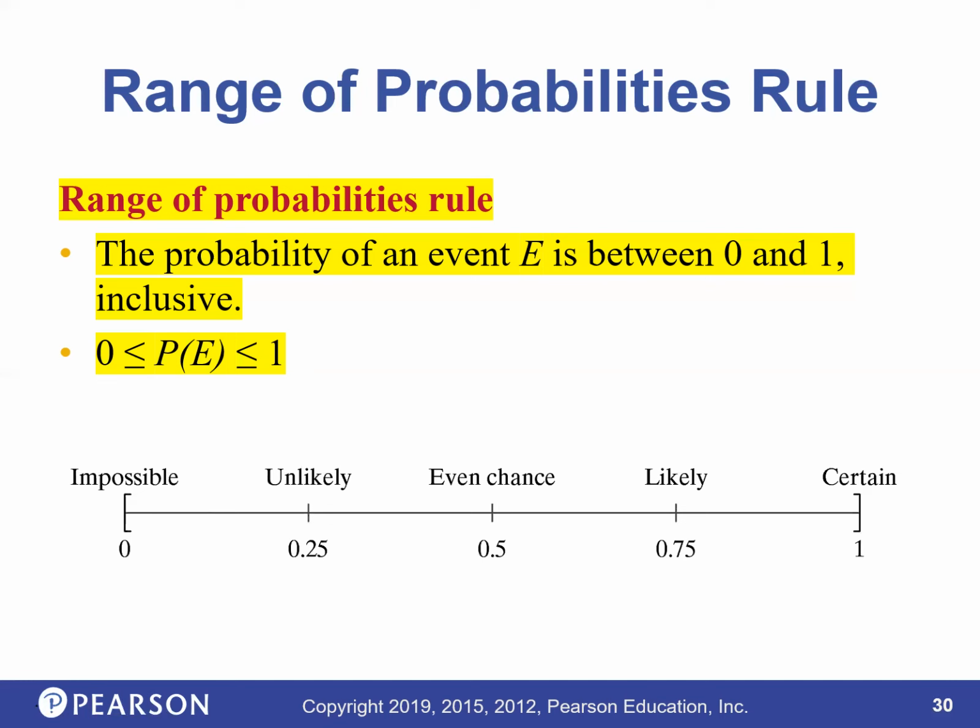If you're at a quarter, it's unlikely. 0.5, 50%, again, it's 50-50, so you have an even chance either way. Our cutoff normally is 75. If you're above 75, you are likely to happen. And 1 just means that it has to happen.